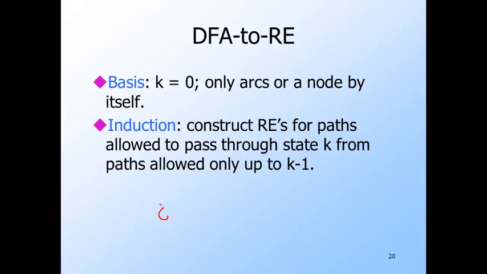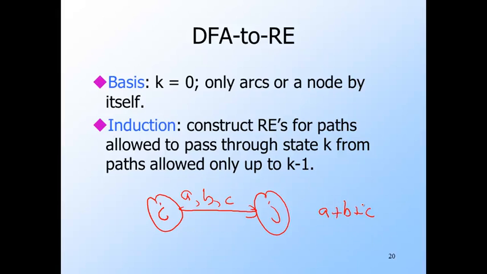So, for example, here's state i, here's state j, and suppose it has arcs labeled A, B, and C, then its regular expression is A plus B plus C. And if there's also, let's say, a loop with labels D and E on the state i, then the regular expression for the paths from i to i would be D plus E plus epsilon.